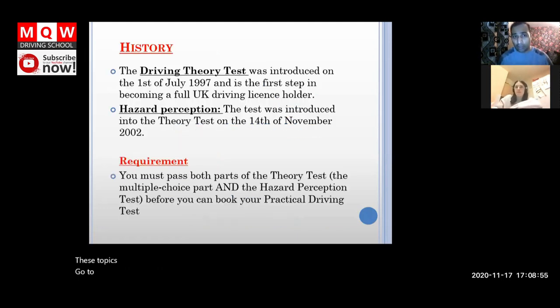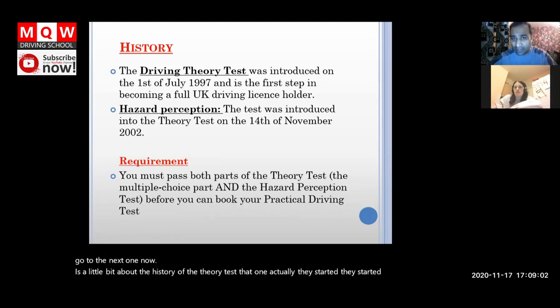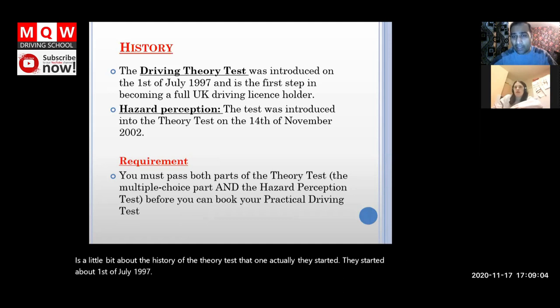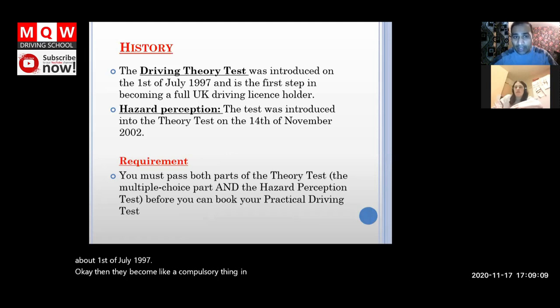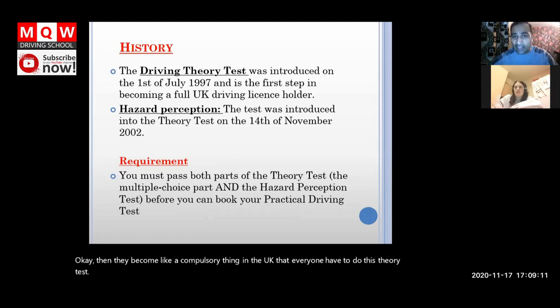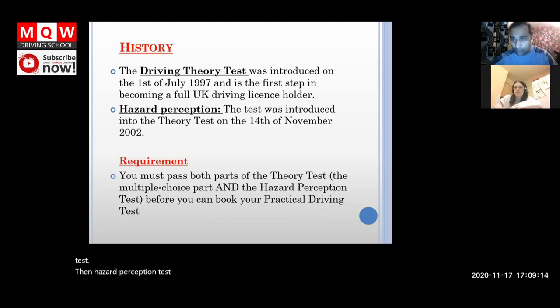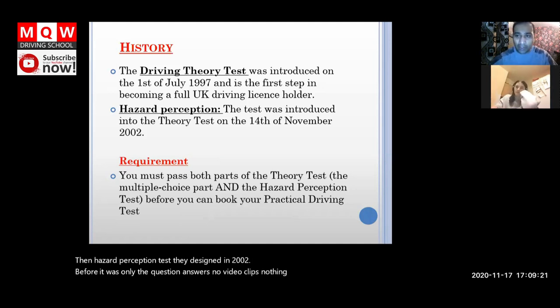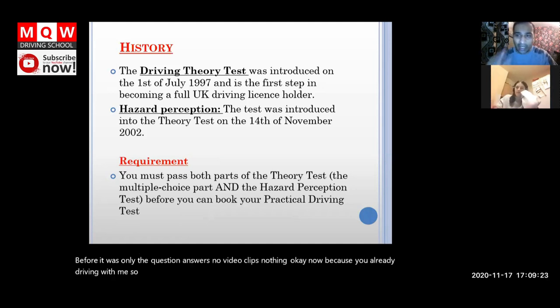Now, a little bit about the history of the theory test. They started about 1st of July, 1997. Then it became a compulsory thing in the UK that everyone has to do this theory test. Then the hazard perception test was designed in 2002. Before it was only question answers, no video clips, nothing. Now, because you're already driving with me, you should know that when you're driving on the road, your eyes always stay on the road and you find the hazard as early as possible so you can alter your driving.